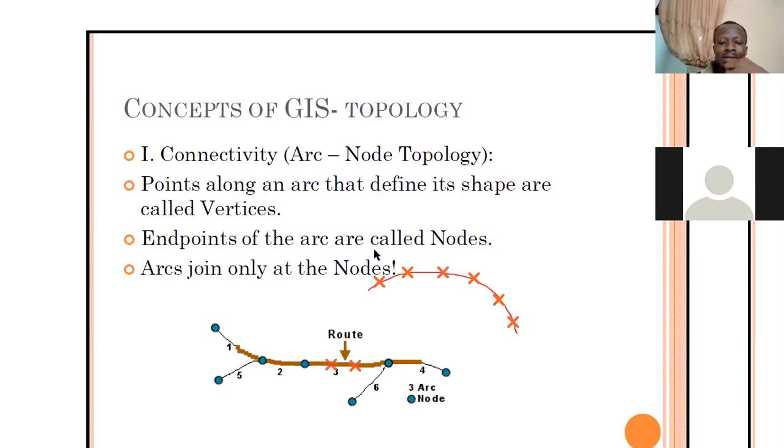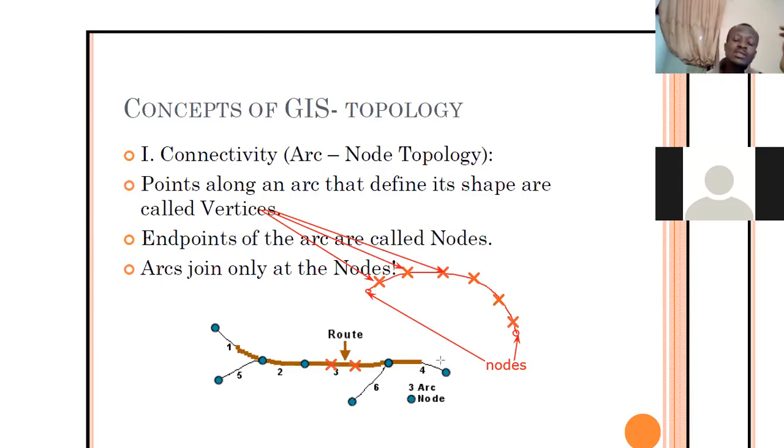Now, the endpoints of the arc are called nodes. Normally, the beginning and the end of the arc, we call them nodes. That is part of the whole idea of connectivity. We are talking about the beginning and the end, and in between we have the vertices. This is an example of a vertex, and that's another example of a vertex. So normally we'll have more vertices than nodes. This is the whole idea of connectivity.